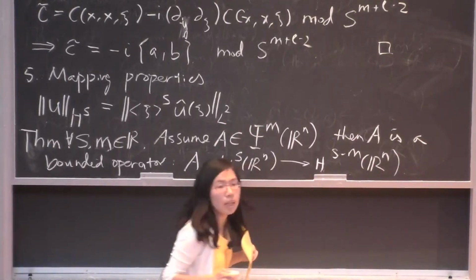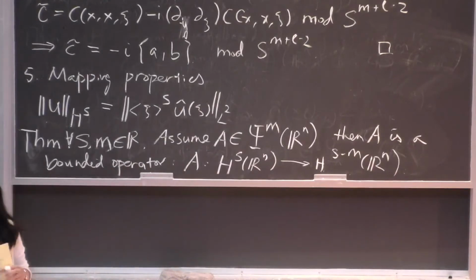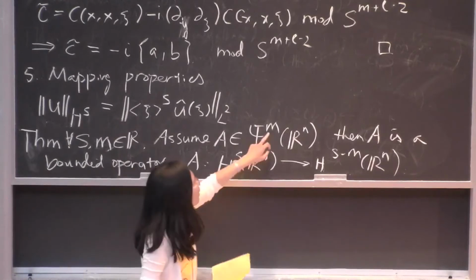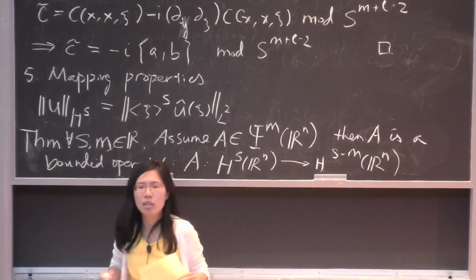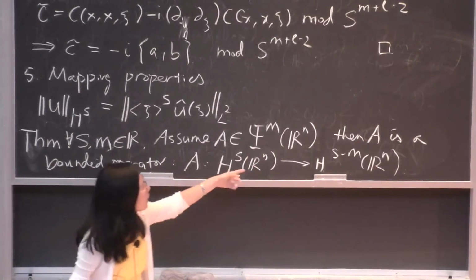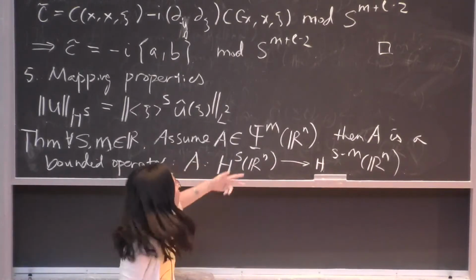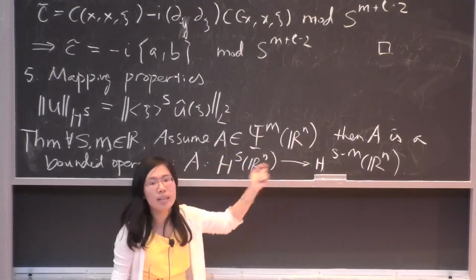So that's the theorem. And again, one thing you can think about is that this m, this m here, is really the order of the differential operator. Here it appears as a Sobolev regularity. So if it's a regular differential operator, you can immediately see that.